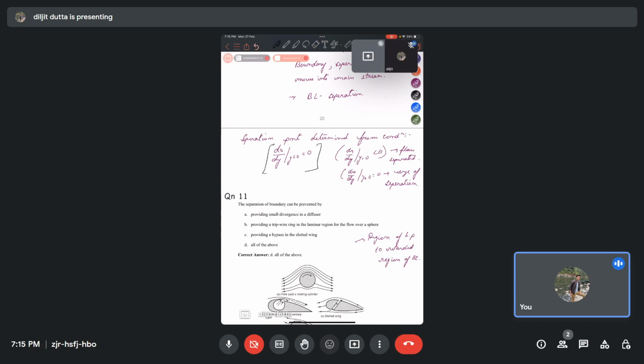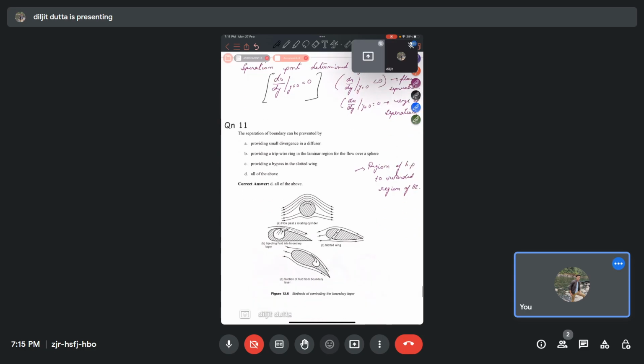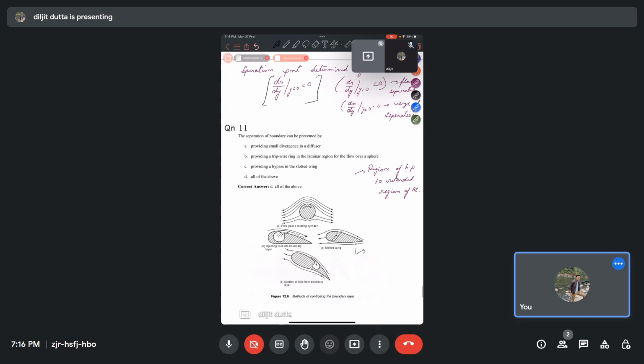So now how can we prevent a boundary layer separation? Separation of the boundary layer can be prevented by three main methods. First is the slotted wing. If we can create a small inlet so that the flow from the mainstream can enter the boundary layer, it can accelerate the boundary layer. So in that case, we can prevent the boundary layer separation. So this is one method.